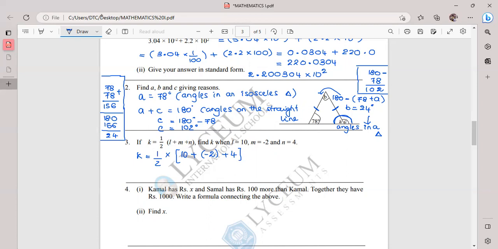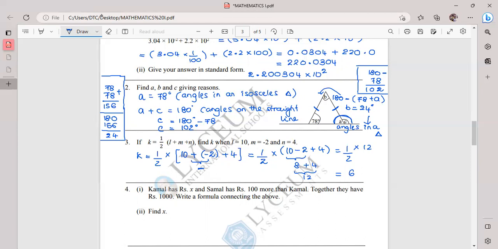Then I'm going to solve the bracket, half, right? So here, when you have two signs together, we learned this when you were in grade 6 with the directed numbers lesson. Positive and negative signs together become negative. So then you can write 10 minus 2 plus 4. So what will be the answer? Half multiplied by 10 minus 2, the answer is 8. 8 plus 4, the answer is 12. So you write 12. Therefore, 12 divided by 2, the K value is 6. So this is the answer.